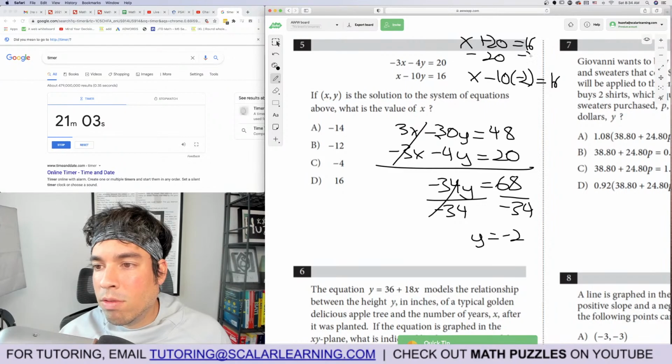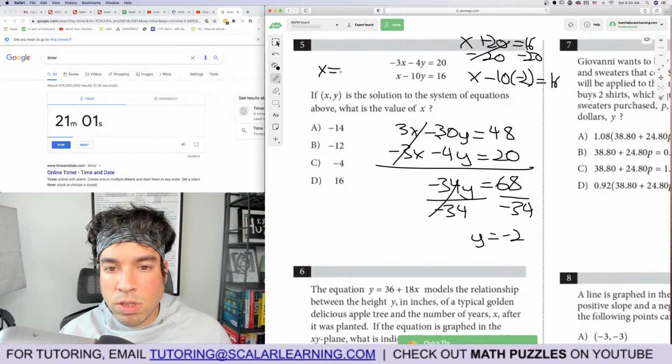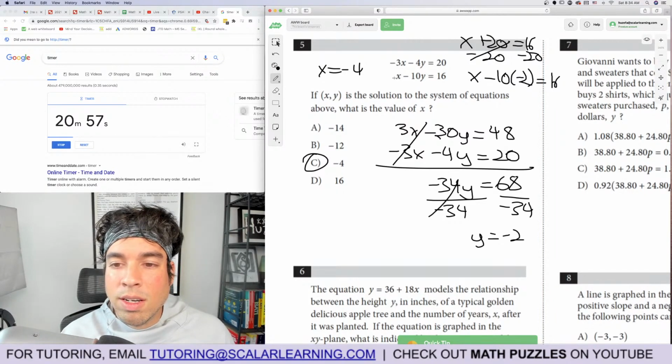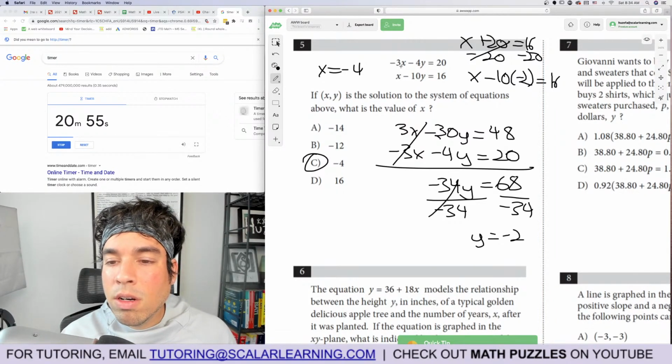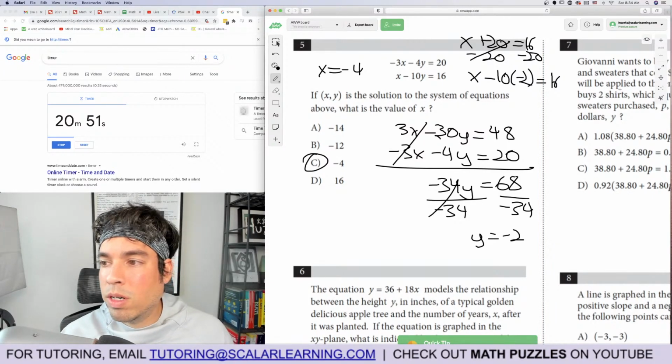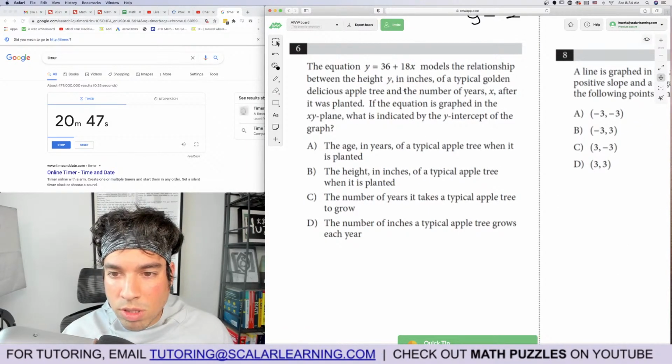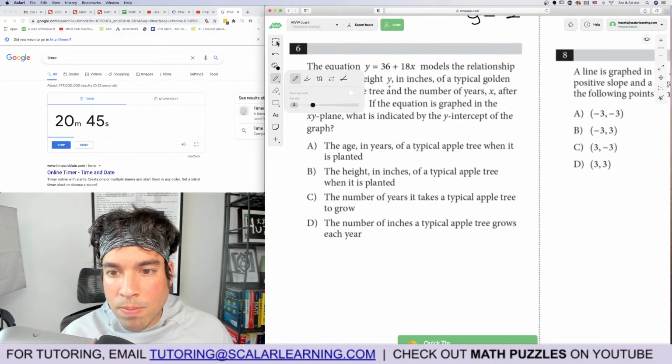Subtract 20 from both sides. x equals negative 4. Boom. So x is negative 4, y is negative 2. Negative 4, okay, that works there. And then here, 12 plus 8 is 20. Double verified. It works.